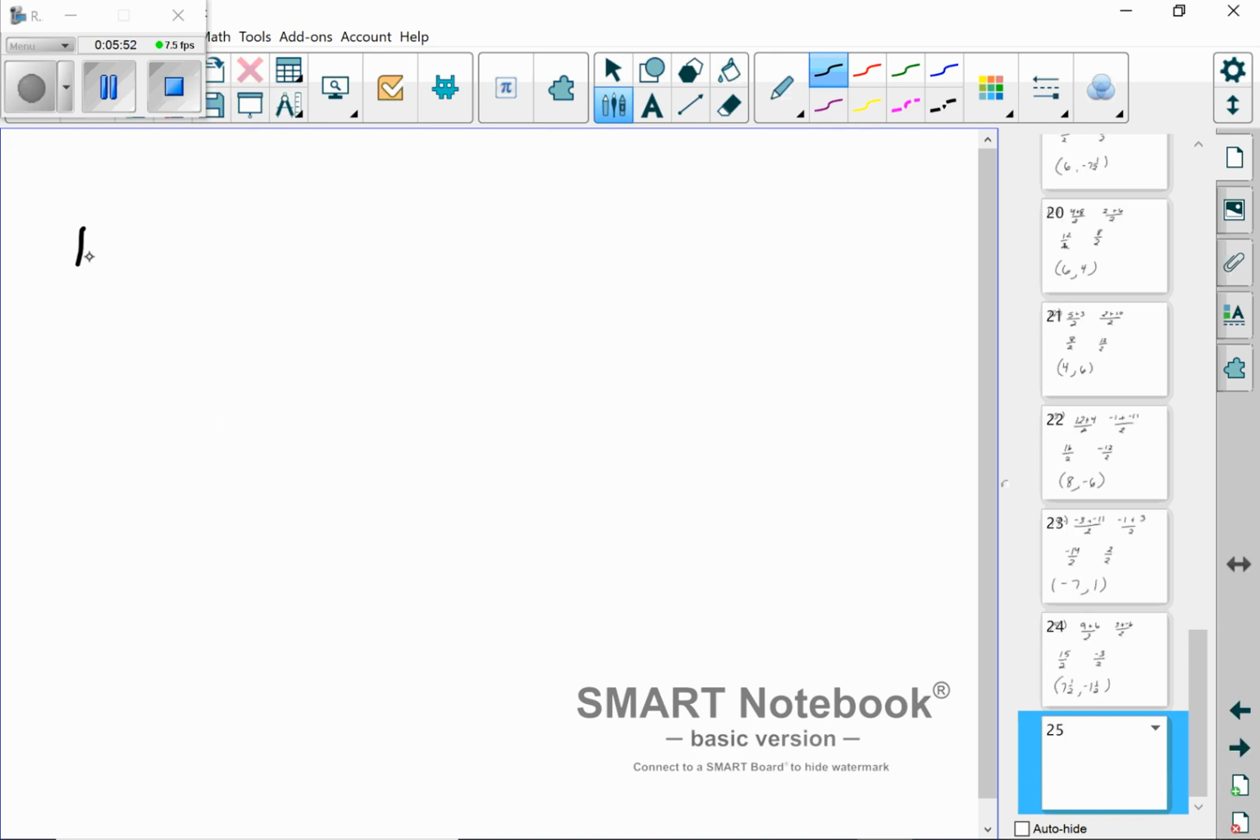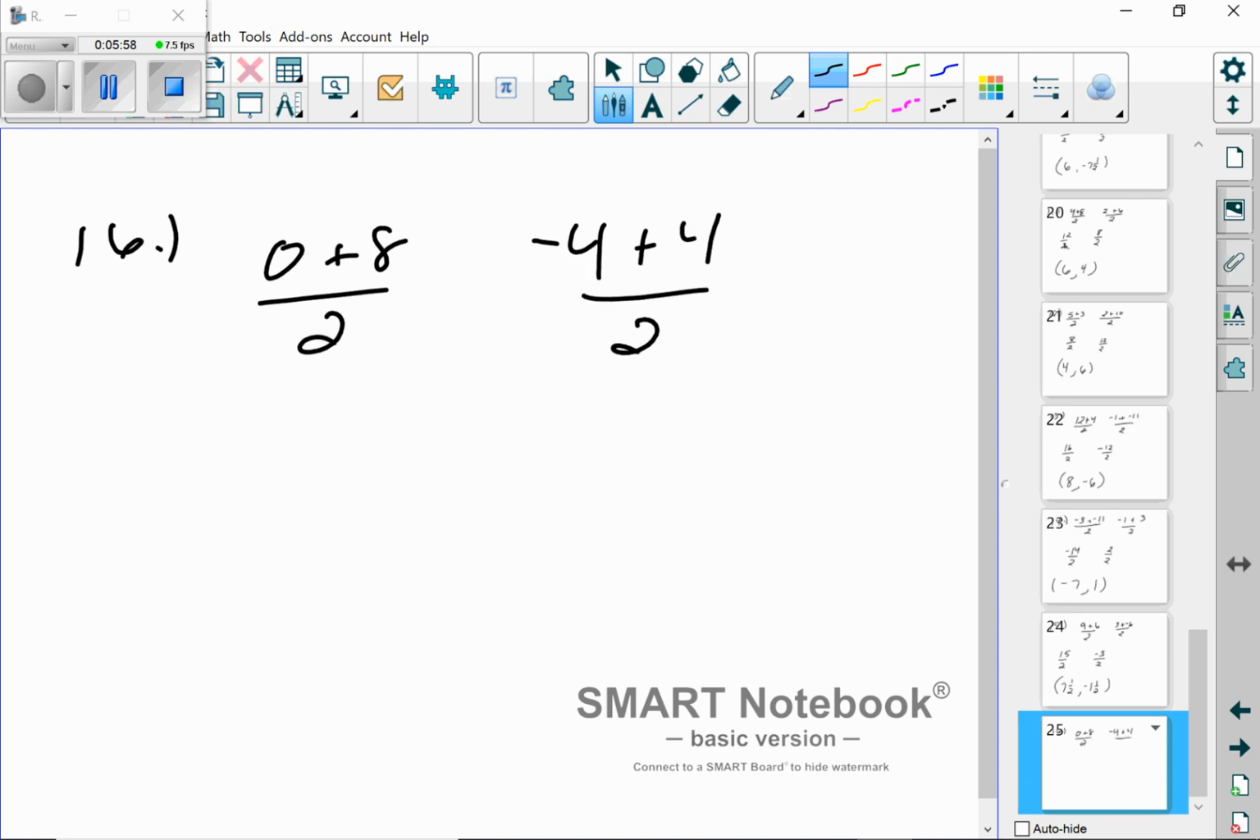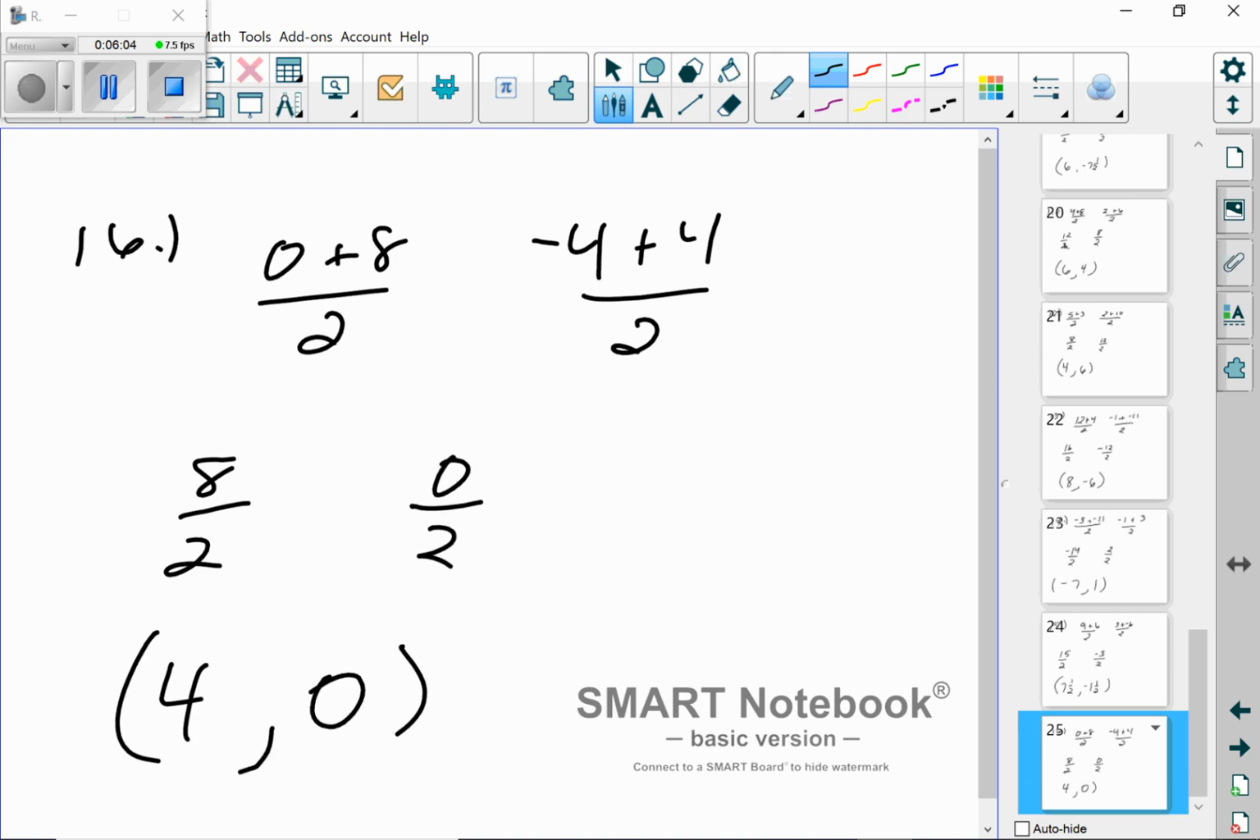Alright, last problem, 16. (0 plus 8) over 2 and (negative 4 plus 4) over 2. Okay, 8 over 2 is 4, and 0 over 2 is 0, so the ordered pair is 4, 0 for the midpoint.